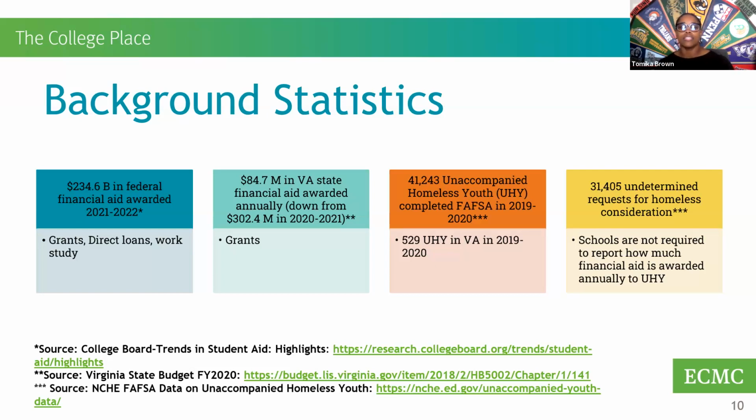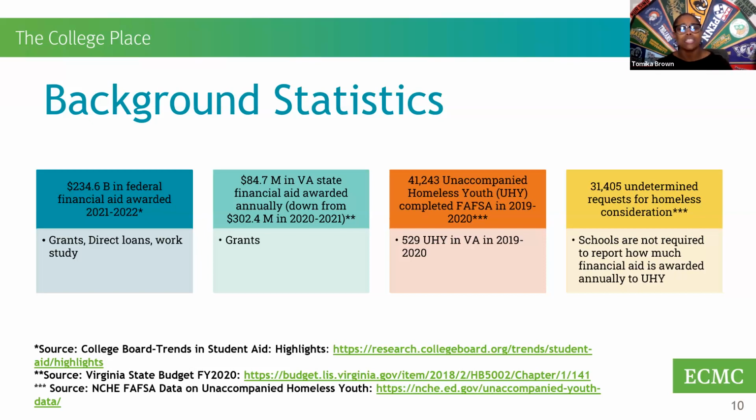Continuing on this information around background stats, in 2019-2020, it's reported that about 41,000 unaccompanied homeless youth actually completed their FAFSA. So they completed their FAFSA, but of the students who applied, 529 are in the state of Virginia, which is a small number in comparison to the amount of students we know who potentially qualify as unaccompanied homeless youth.